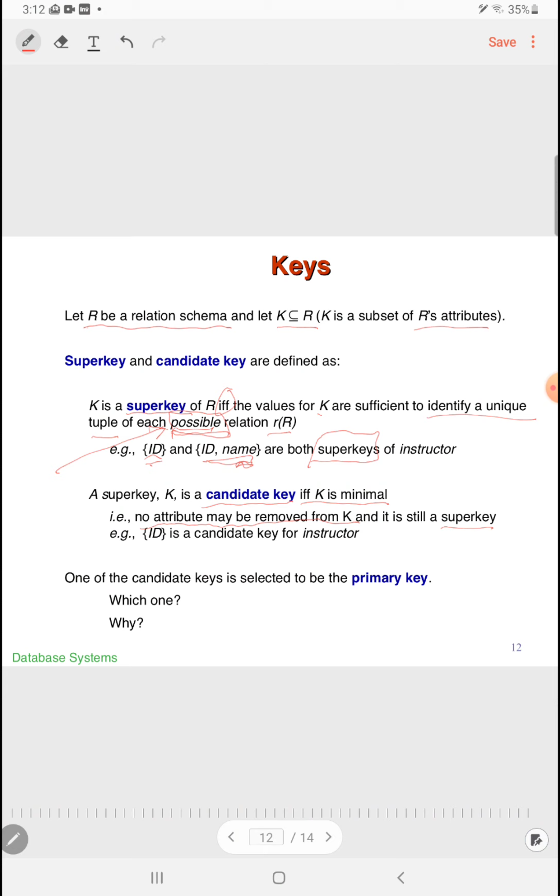And again, remember, uniquely identify for any possible relation, not necessarily a relation within the set as it stands at the moment. Okay, one of the candidate keys is selected to be primary key. Which one? Why? I'm going to leave you to think about that. We can talk about it on Tuesday, tomorrow, in the Q&A. But think about how you might select a primary key and how you might justify that.